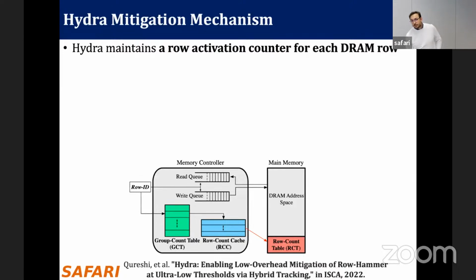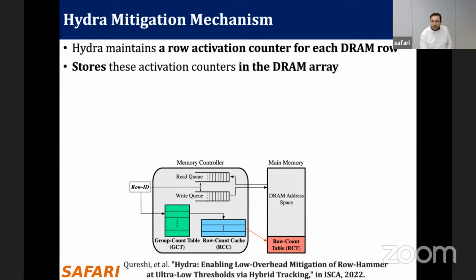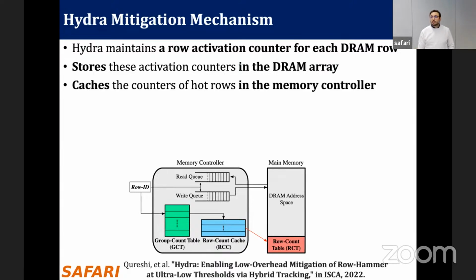So HiRA is a mechanism that was published in ISCA 22 from Moin Qureshi. And the key idea is to maintain a row activation counter for each DRAM row, and you store all these activation counters in the DRAM array because you have the high density and it's low overhead in that sense. And to access these activation counts at low latency, you need to cache some of them inside the memory controller to alleviate the off-chip link, right?